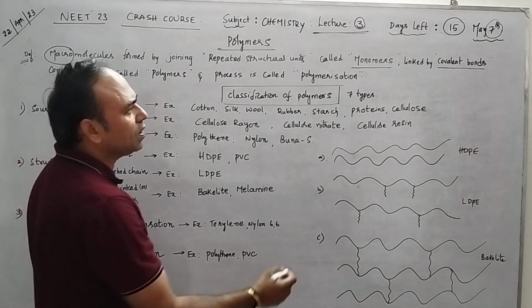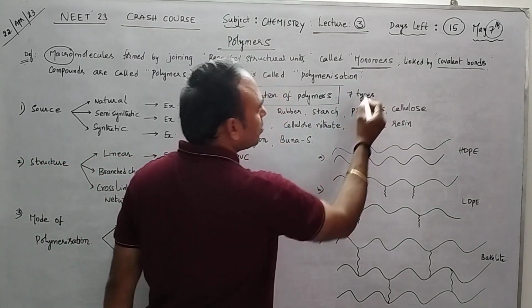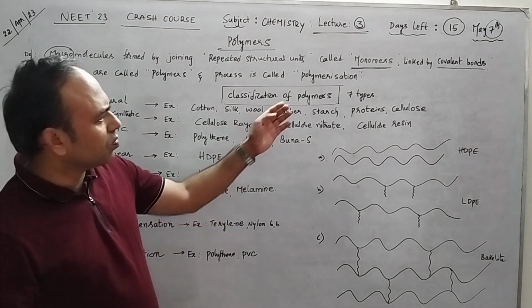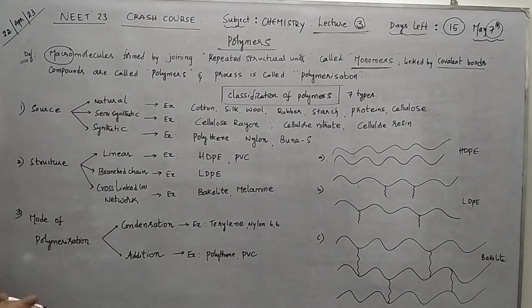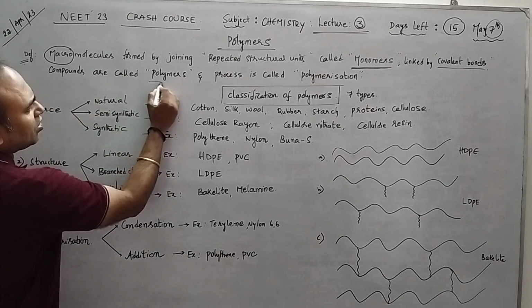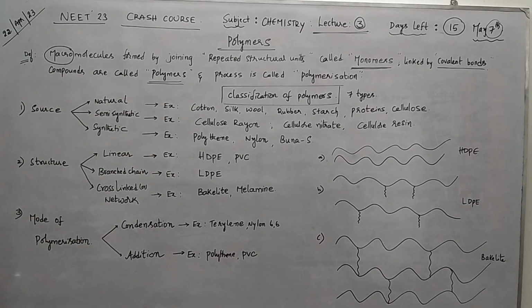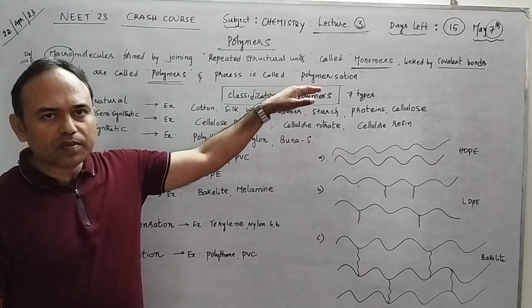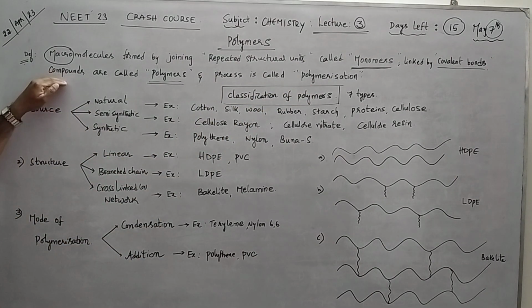You know what those are called? The repeated structural units are called monomers. We have covalent bonding between monomers, and the final compounds which are formed are known as polymers. The compounds formed are called polymers, and the process is called polymerization. This we are very clear about through our grade 12 definition.